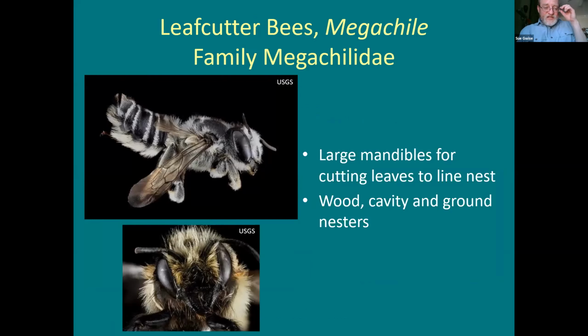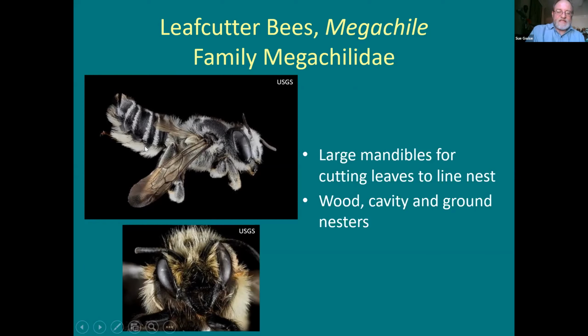Leafcutter bees are just like you might think. They cut leaves and they line their nests with little bits of leaf. And they have big sharp mandibles to help them do that. They can nest in a variety of substrates as well. And as much as I want this to be pronounced megachile, it's not, it's megachile, and it's the family Megachilidae.